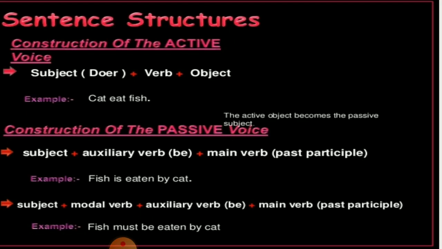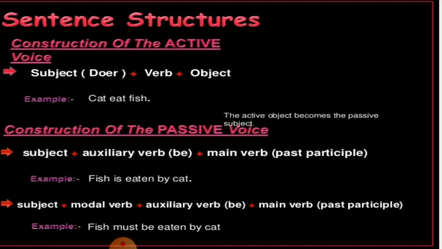Now let's see the structure of the active voice. How the active voice is given. Subject plus verb and plus object. Example, cat eats fish. So who is eating the fish? Cat. So that will be your subject. Eat will be your verb and eats what? The fish. So that will be your object. Now the active object becomes the passive subject. Means what is your object in the active voice, that becomes your subject in the passive voice.